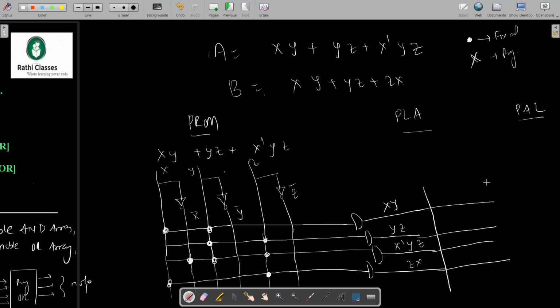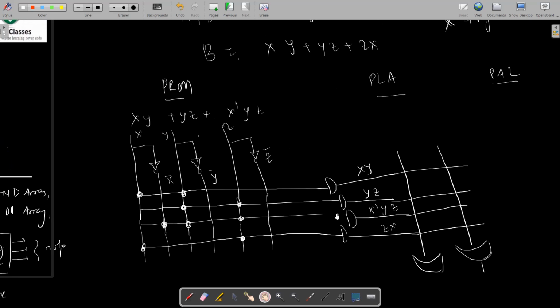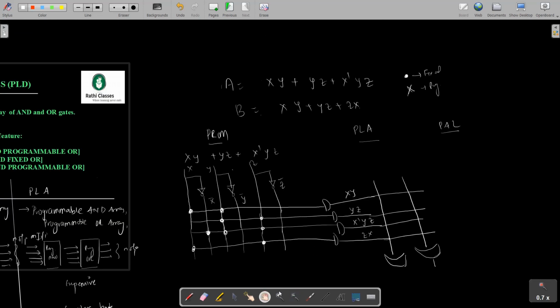I will just draw two vertical lines and represent them using an OR gate. Why OR? Because I now need to add the combination of the required output. So the output for A is xy, yz and x bar yz. As it is programmable, I will now use crosses for xy, yz and x bar yz. So this is the output for A. And for B, the output is nothing but xy plus yz plus zx. So this output is my B. So this is how we design it.